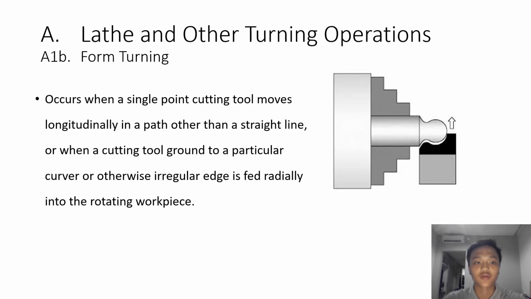Now let's get into the next one, form turning. Form turning occurs when a single point cutting tool moves longitudinally in a path other than a straight line, or when a cutting tool ground to a particular curve or otherwise irregular edge is fed radially into the rotating workpiece.